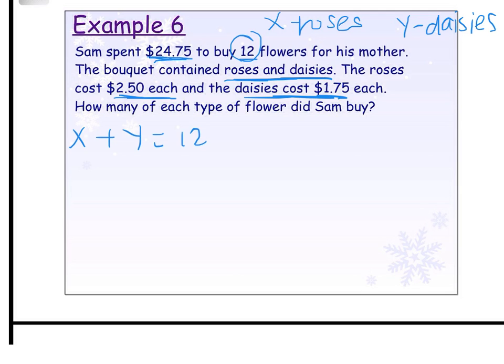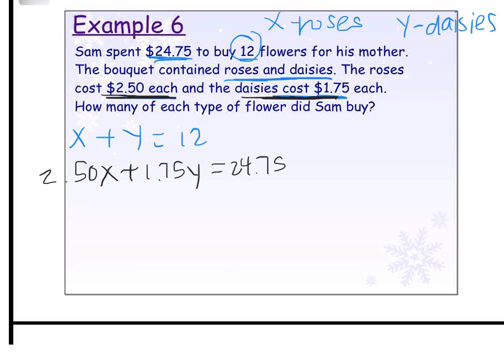For my second equation, I need to use the cost. $2.50 each for the roses and $1.75 each for the daisies. So if each rose costs $2.50, that would be 2.50x plus the cost for my daisies, which is $1.75 a piece, so $1.75y, and that's equal to his total cost of $24.75. So I have my 2 equations, and now I can choose how I want to make them match up. So do I want to multiply by 2.5 to make the x's match, or by 1.75 to make the y's match? Either way it'll work.